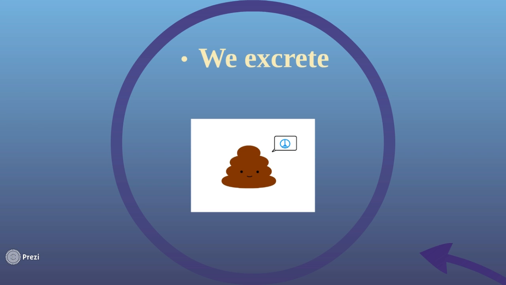We excrete. Our body creates a lot of waste products which we do not need, and keeping the waste products inside our body for long periods of time might be harmful. So we excrete the waste products. We excrete carbon dioxide when we breathe out. We also excrete waste products through our sweat, urine, and when we poop. This is true for all other living organisms, as all of them must get rid of their bodily wastes.